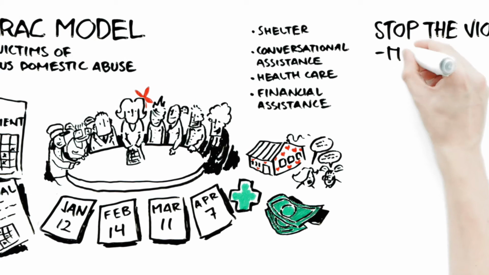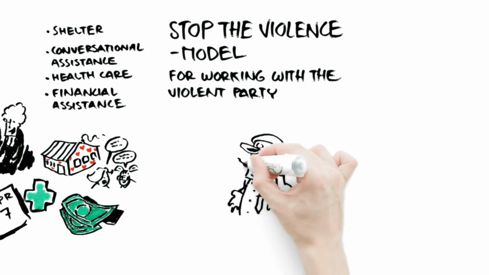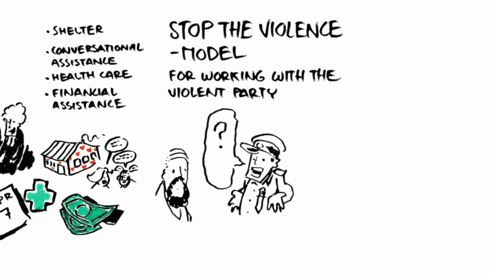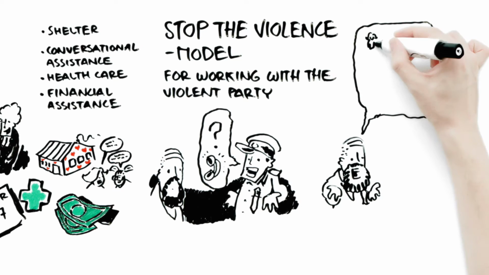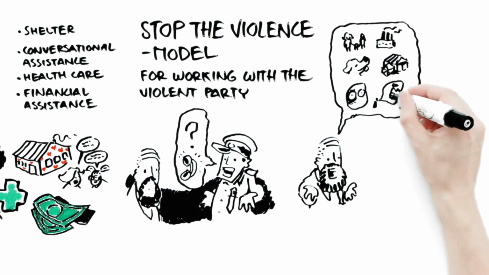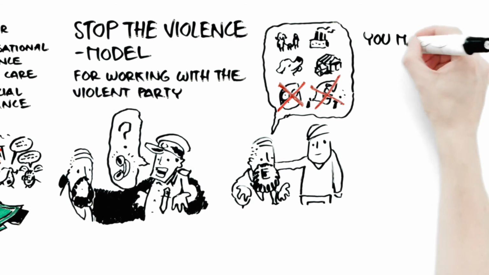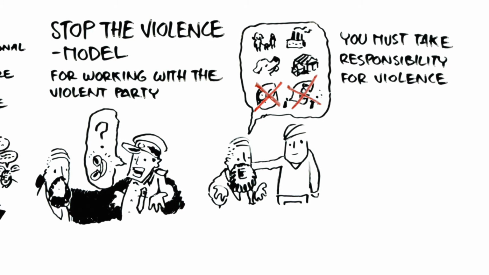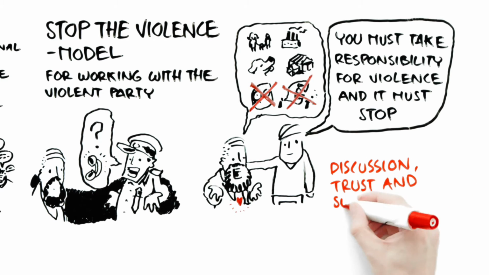The Stop the Violence model is used for working with a violent party. During a criminal investigation, the police asks perpetrators whether a Stop the Violence employee may contact them. During the meetings that follow, the client's life situation and acts of violence are examined, violence avoidance skills are practiced, and emphasis is placed on taking responsibility for violence and acknowledging that it must stop. The client is motivated to participate in a support group or a program to stop the violence. The work focuses on the present moment and the prevention of violent behavior in the future.